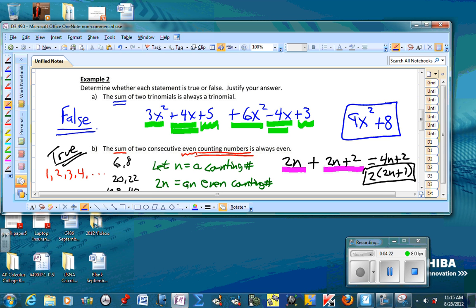This is a pretty complex problem. Don't worry if it's a little confusing. The more we look at these throughout the year, the more they're going to make sense and clear up for us.